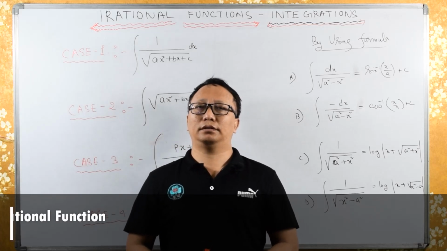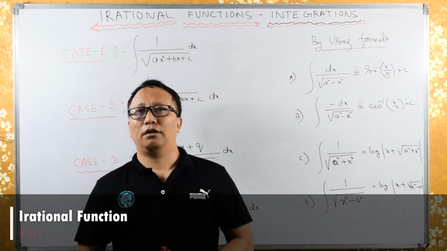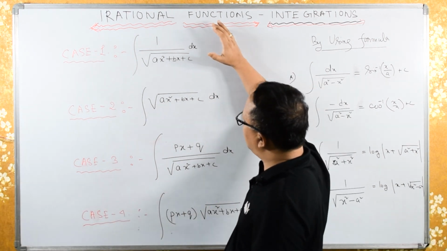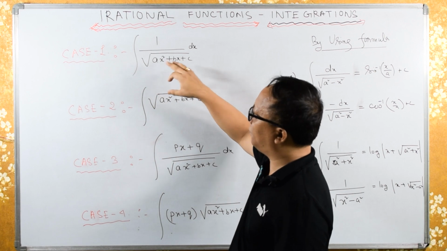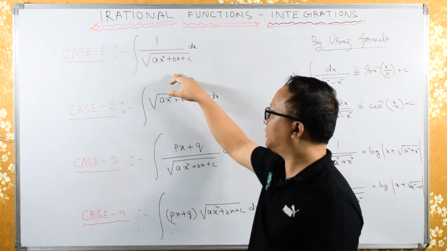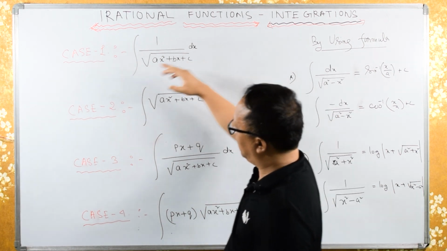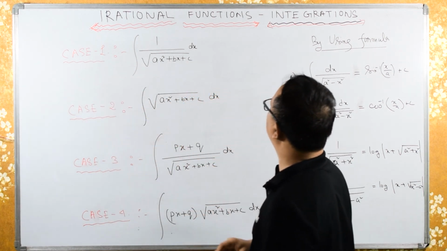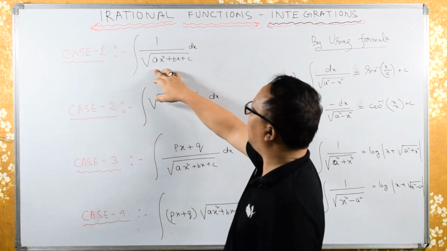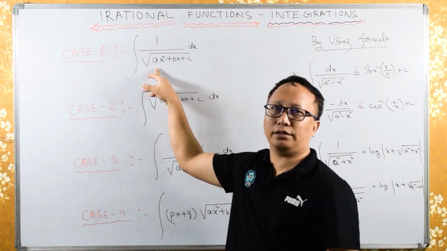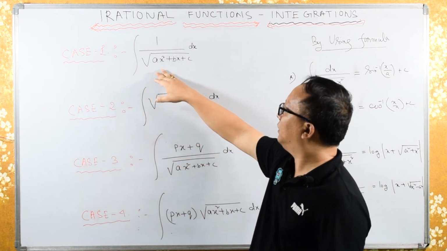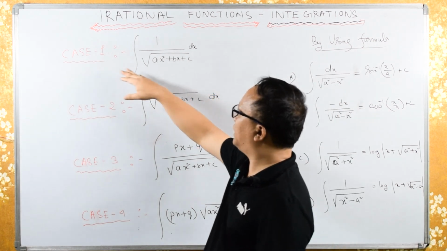Today's topic is about integrations of irrational functions. As you know, irrational functions are of this type: square root of any f(x), or cube root of any f(x). Now there are four cases for irrational functions. The first case is 1 upon square root of ax square plus bx plus c, where a should not be equal to 0. If a is 0, then this case will not be valid.